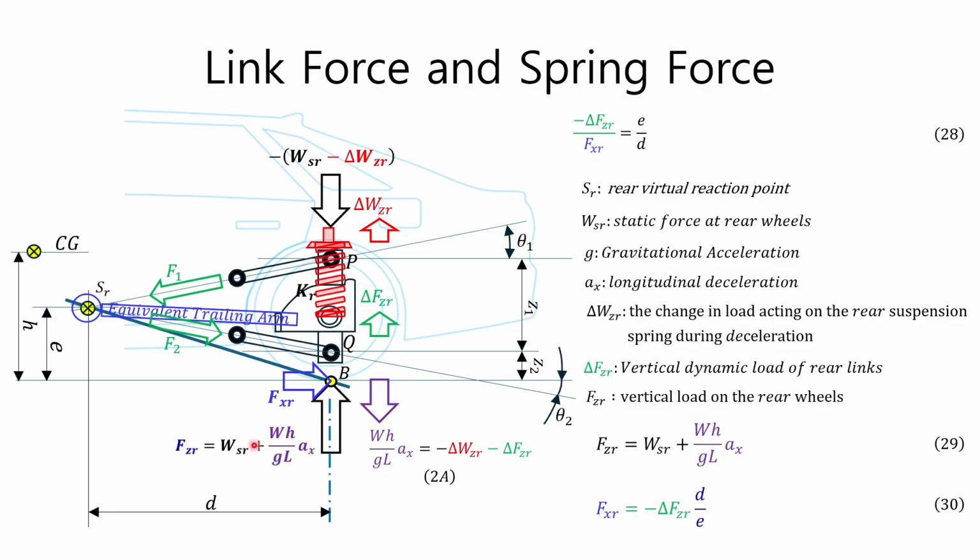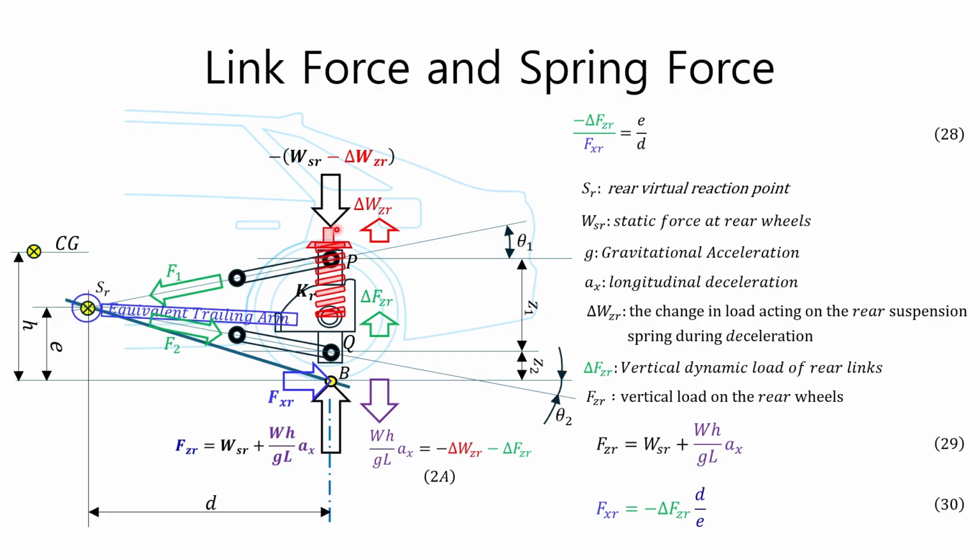Here, Wsr represents the static vertical load acting on the rear wheel. G represents the acceleration due to gravity, and Ax represents the longitudinal acceleration. Delta WZR represents the vertical dynamic load that tensions the rear spring during braking. Here, delta WZR is the rear spring force converted into a force acting along a line passing through the rear wheel center and perpendicular to the road surface.